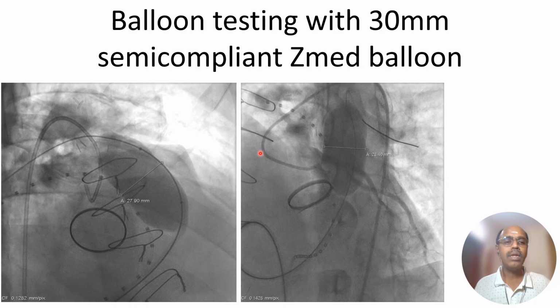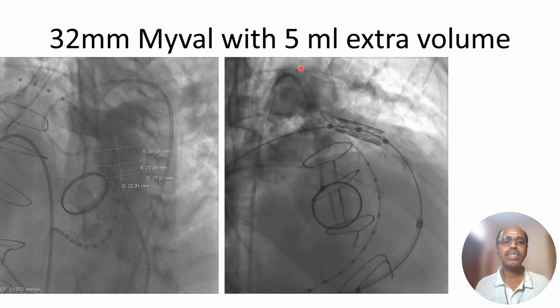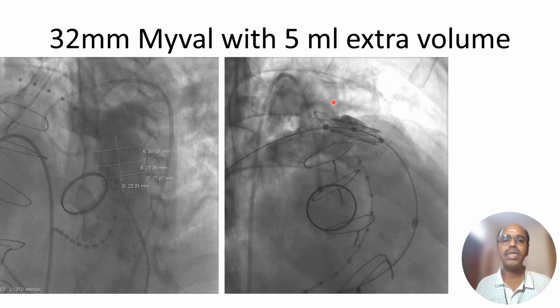So we are doing a balloon testing. On balloon testing with a 30 millimeter Z-MED balloon, there is no waist, but the measurement that we are getting is close to 28 to 29 millimeters. So here it is 29 millimeters, but there is no waist. So we decided to go for the 32 millimeter valve with 5 ml extra volume. At this size, there are no pre-stents available. So it's a direct valvulation.